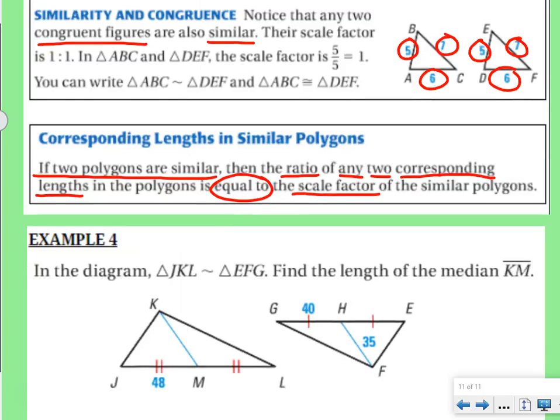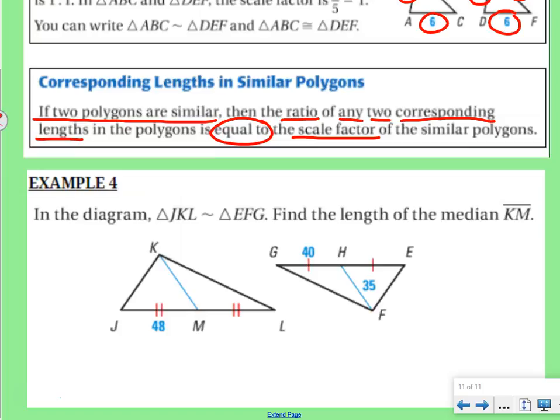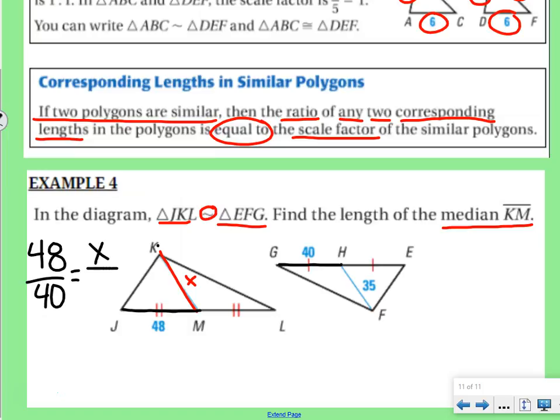So if we look at our example, number 4, in the diagram, triangle JKL is similar to triangle EFG. Find the length of the median KM. Median KM. So KM is right here. We want to know what that length is, so I'm going to assign it a variable x. Now, we're given this piece, JM is 48. And that would correspond with GH, which is 40. So we can say the ratio of 48 to 40 is equal to the ratio of median KM, which is x, and this median right here, HF.